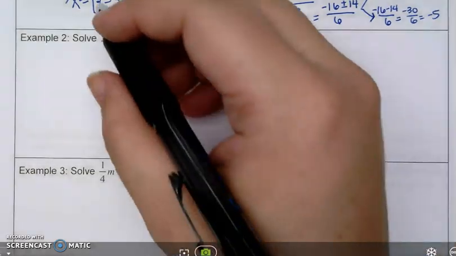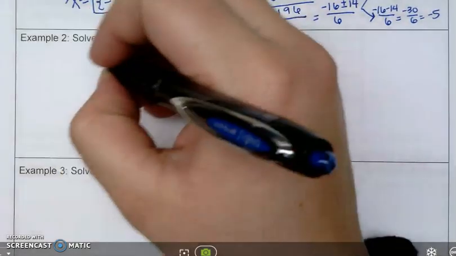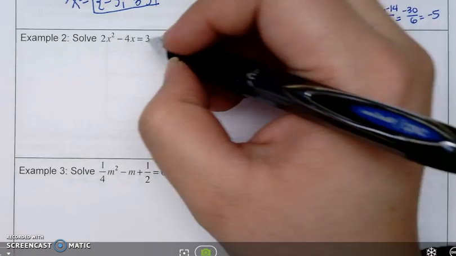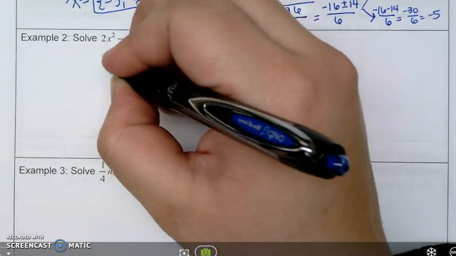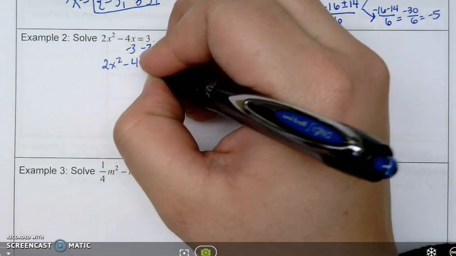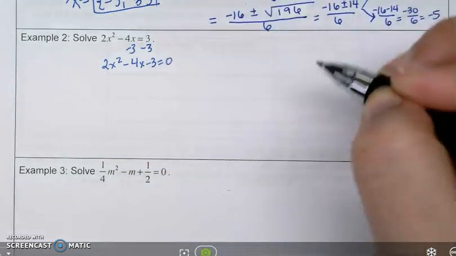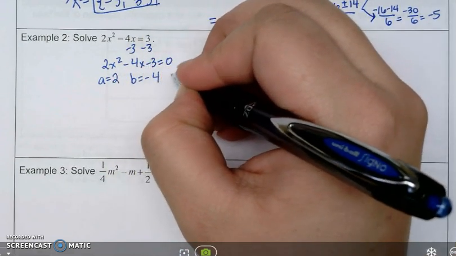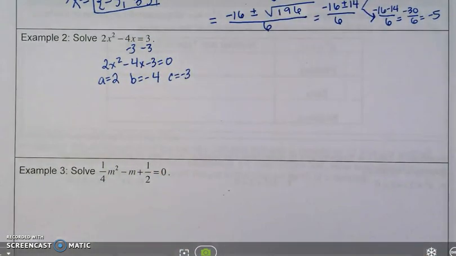Okay, so looking at example 2, I'm looking to use the quadratic formula. So I need to put this into standard form set equal to 0. So I need to subtract 3 from both sides. I get 2x squared minus 4x minus 3 equals 0. Then I find that a is 2, b is negative 4, and c is negative 3.